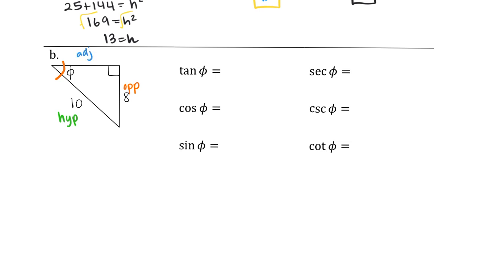And the problem is the adjacent side is blank. So I'm going to use Pythagorean theorem to find the adjacent side. Okay, so I'm going to call it A. A squared plus 8 squared equals 10 squared. Okay, I'm going to minus the 64.